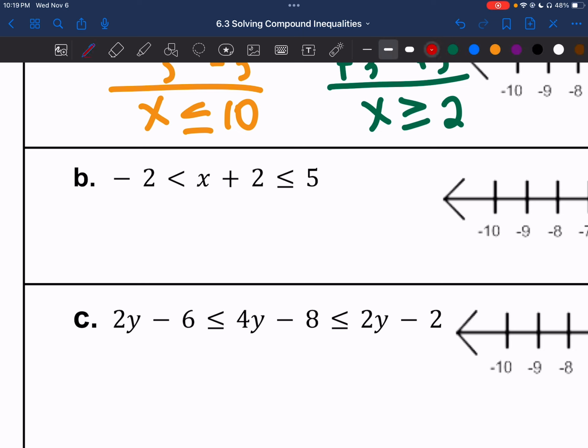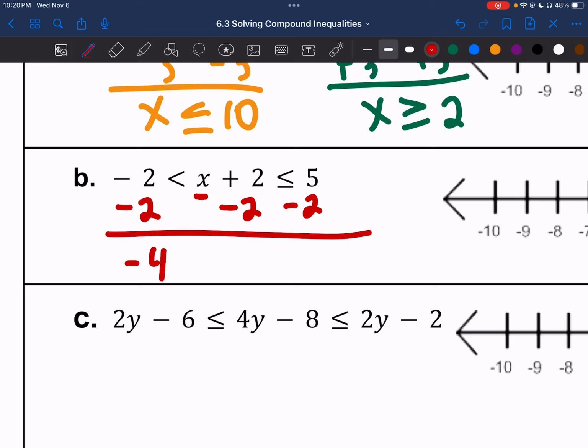So I'm trying to get x by itself. So I'm going to subtract 2 to get it away from the x. And I'm going to subtract it from all three portions of my compound inequality. So -2 minus 2 is -4. Is less than, we bring the x down, less than or equal to 5 minus 2 is 3.